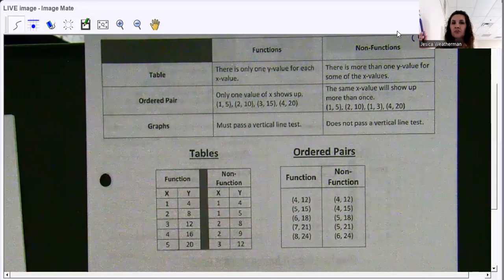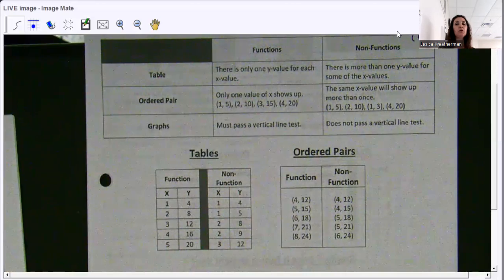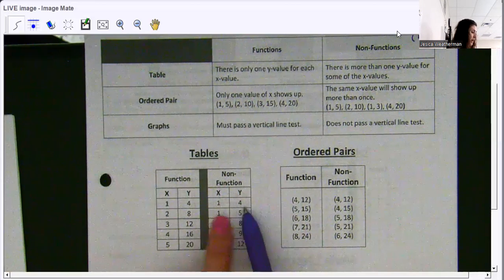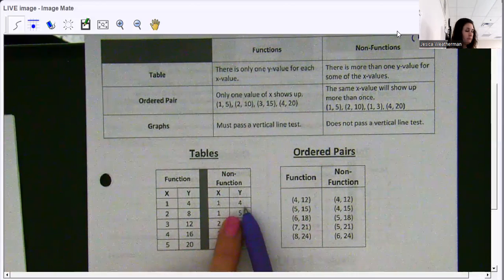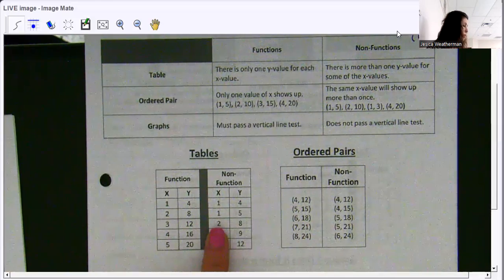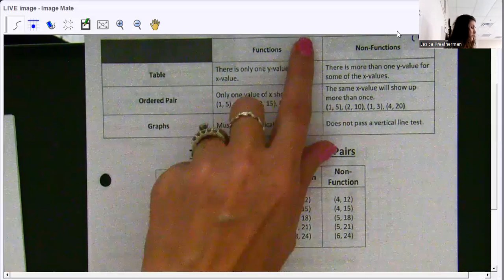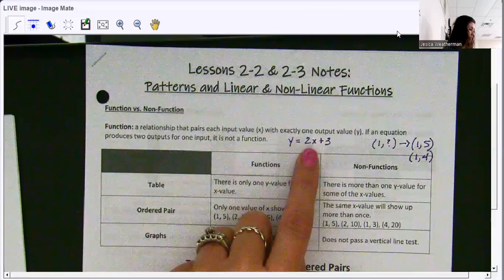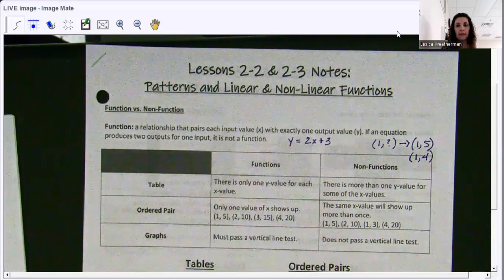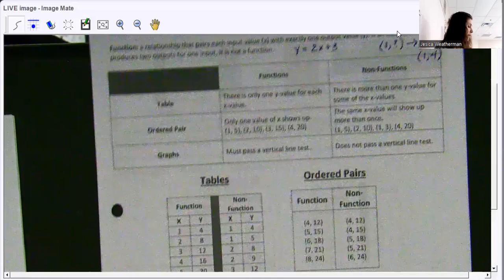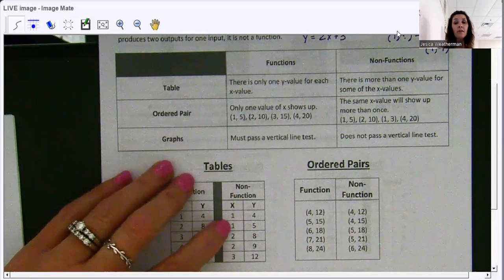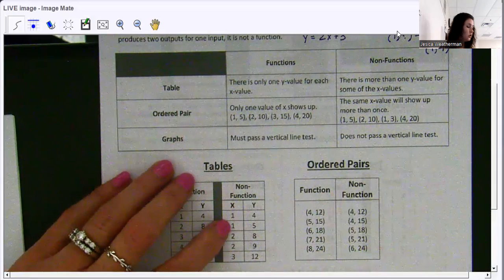Sometimes it's easier to look at what a non-function is to help you understand it. Notice here that I have an input of 1 and an output of 4. But then here it says I can have an input of 1 and an output of 5. Well, no, you can't. Just like up here, I couldn't have an input of 1 and get 5 and also get 4. It doesn't make sense. So anytime your x repeats with a different y value, it is a non-function. So this is a table.